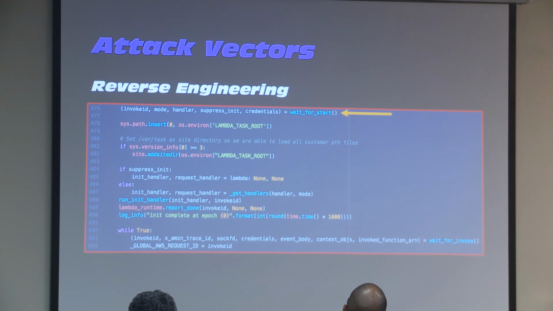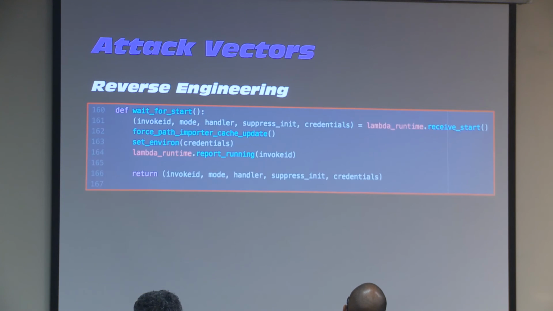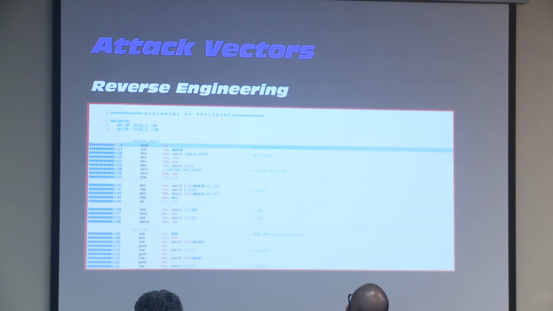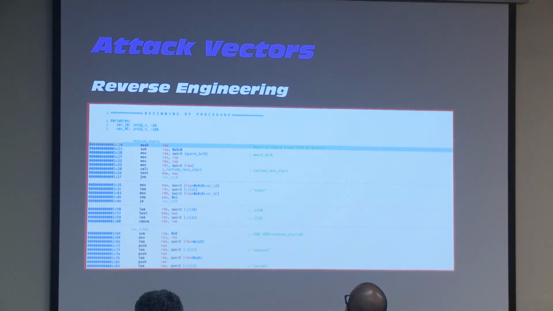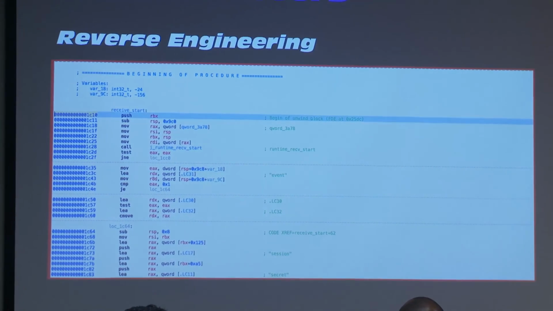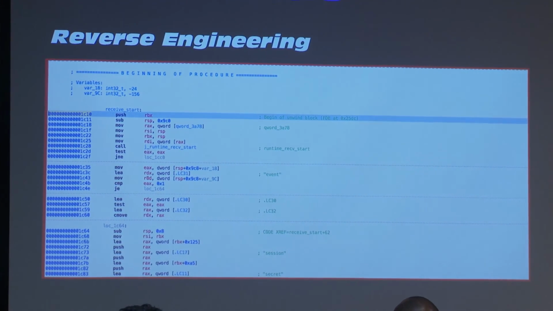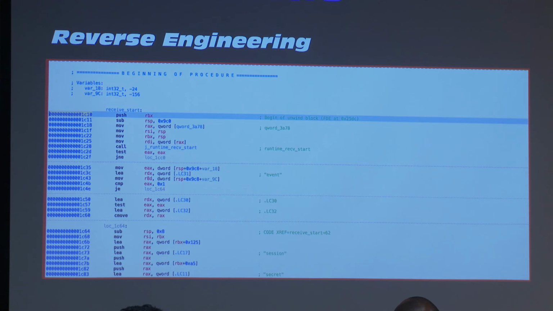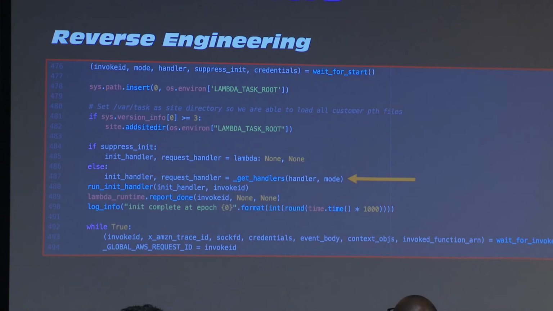So this is really our entry point into the Lambda runtime environment. They make a call to something called wait_for_start. Wait_for_start then calls lambda_runtime.receive_start. So from what I can tell based off the analysis I've done of receive_start, it does some stuff, but it calls another function called runtime_recv_start. Well, what does that do?